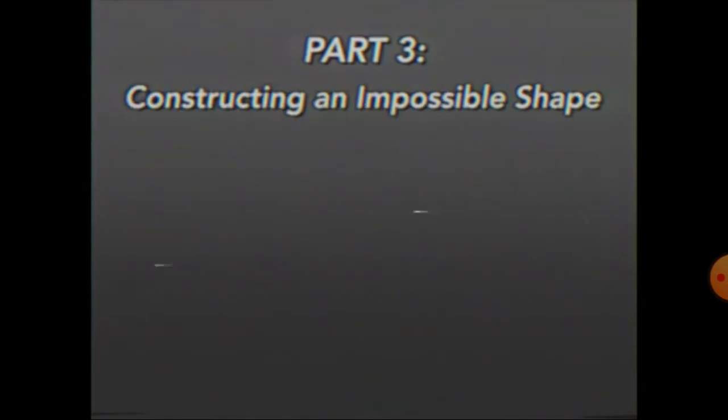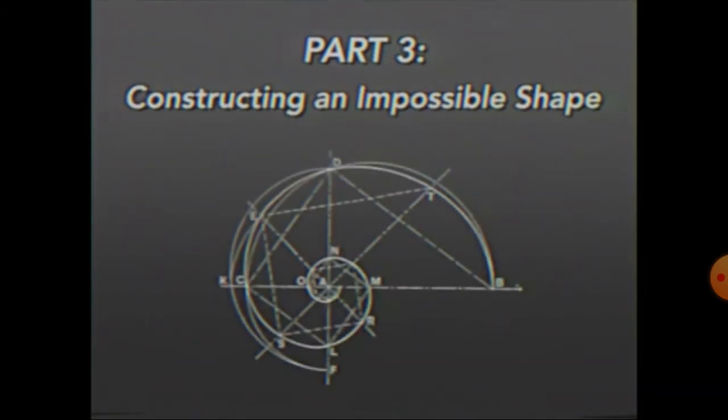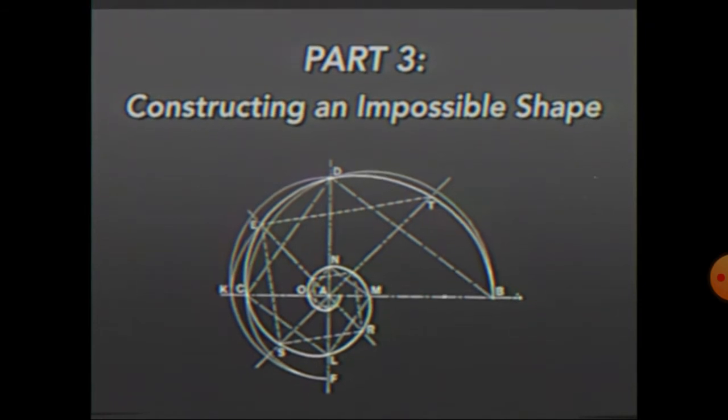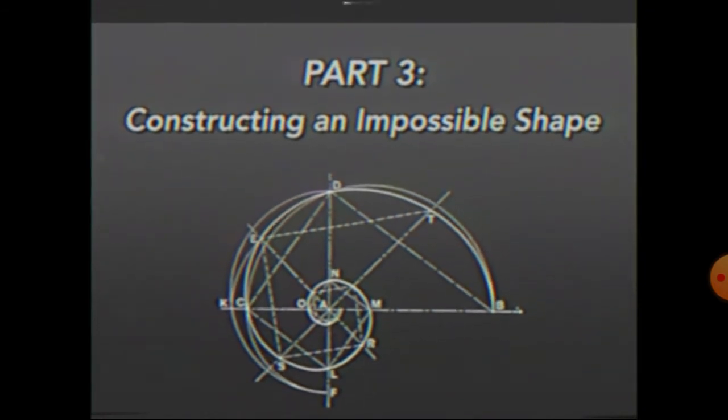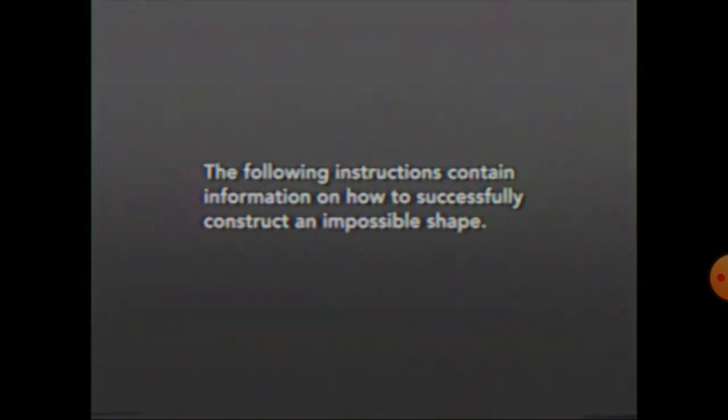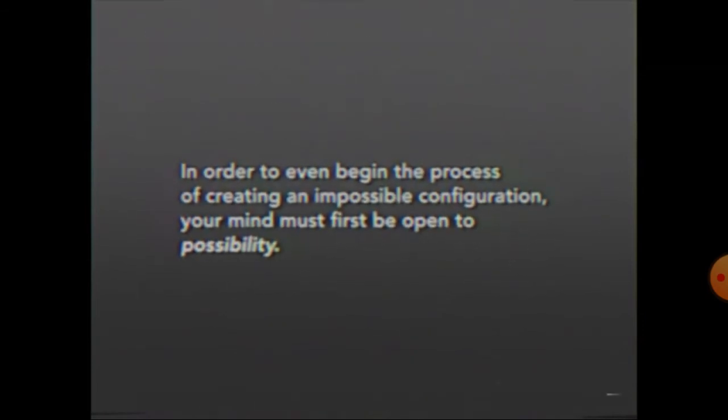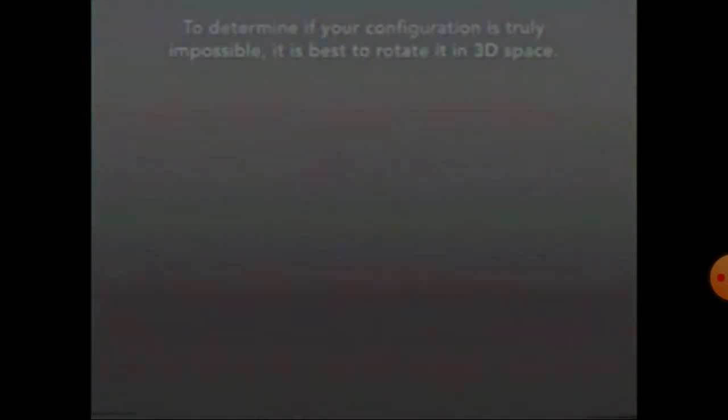Part 3. Constructing an impossible shape. I've seen that before somewhere. Following instructions contain information on how to successfully construct an impossible shape. Well, it's impossible, isn't it? In order to create the process of creating an impossible configuration, your mind must first be open to possibility.